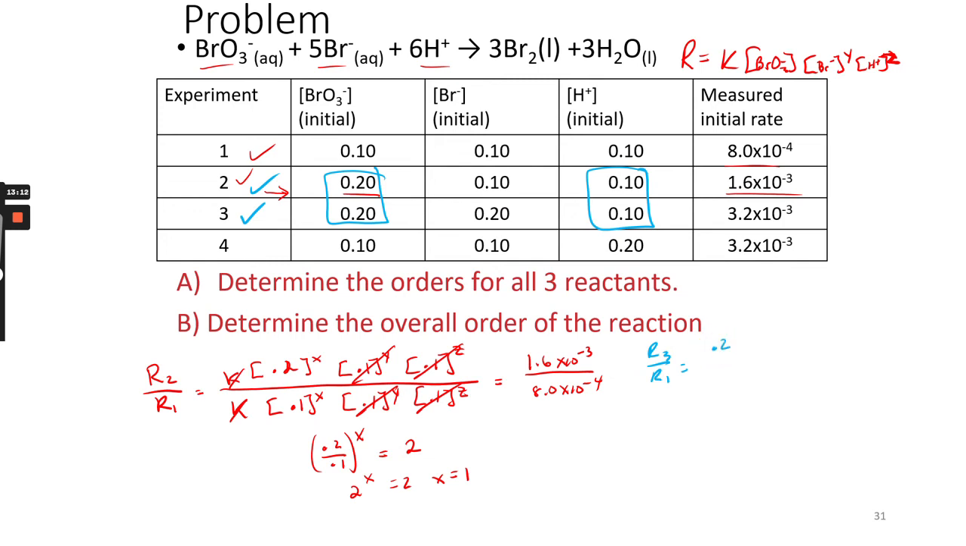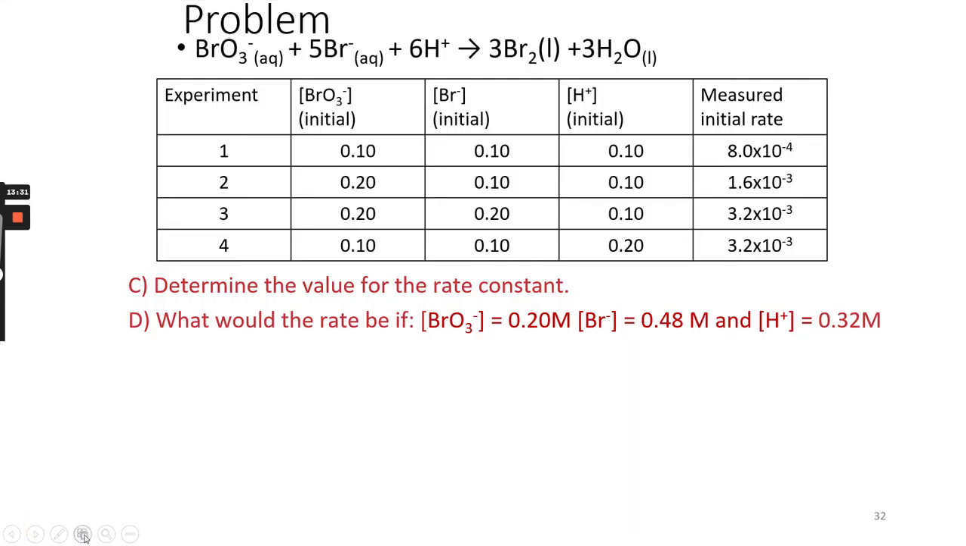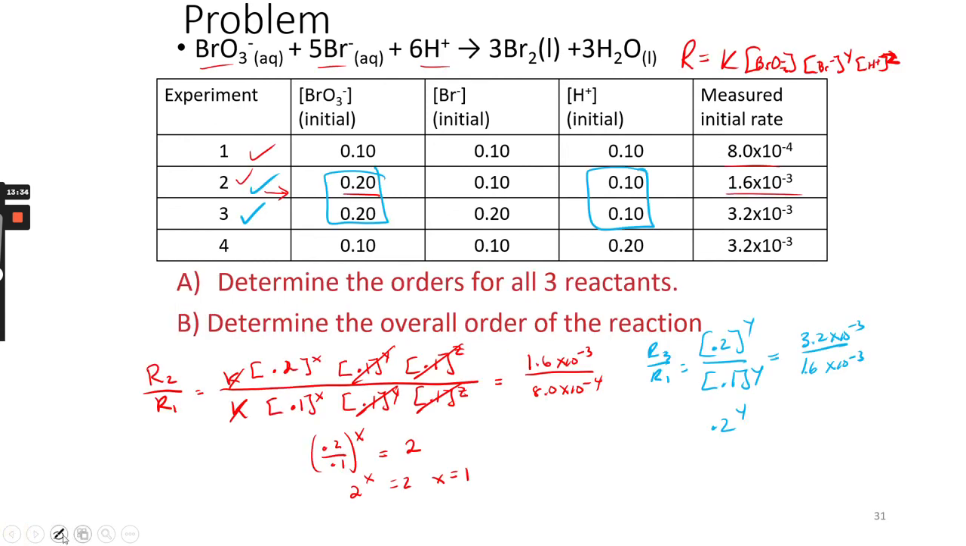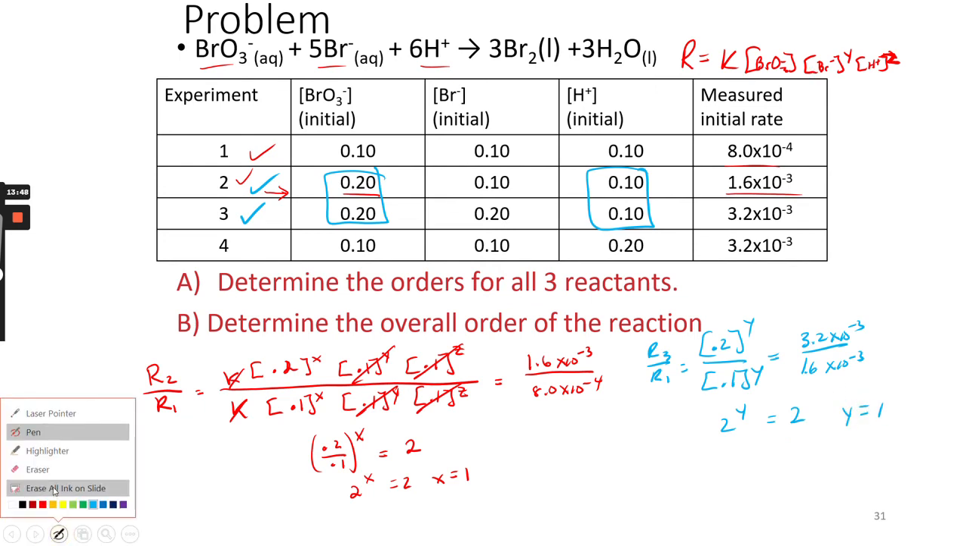So I have 0.2 raised to the y divided by 0.1 raised to the y is equal to 3.2 times 10 to the minus 3 divided by 1.6 times 10 to the minus 3. So this gives me 2 raised to the y is equal to 2. So y is 1. So that means I could erase this y here and put a 1 there, but 1 is understood, so we just leave it as such.